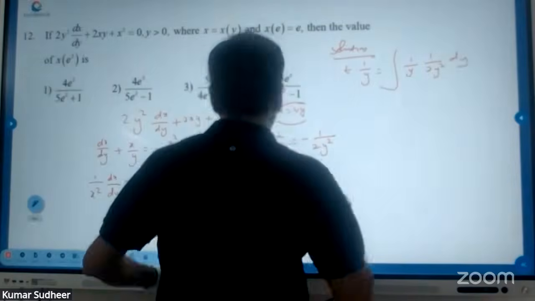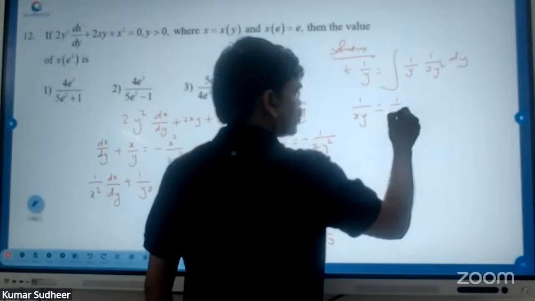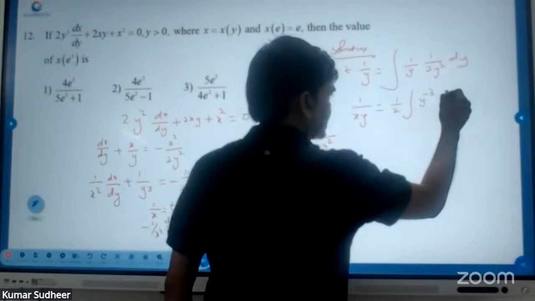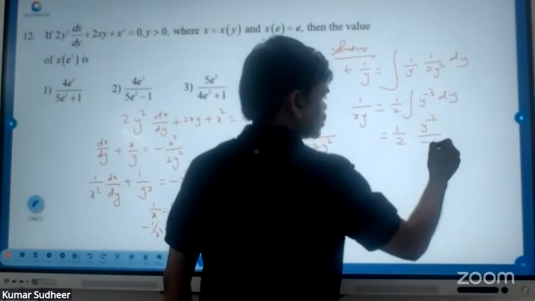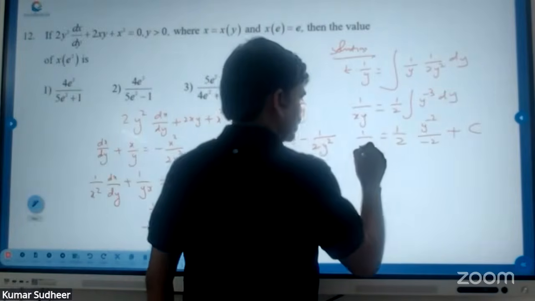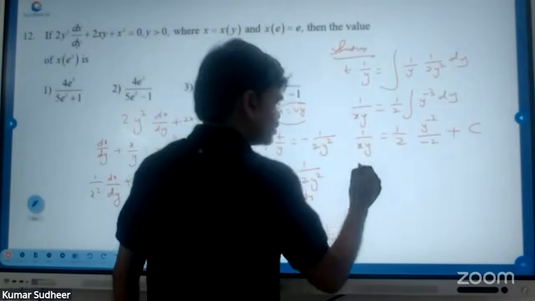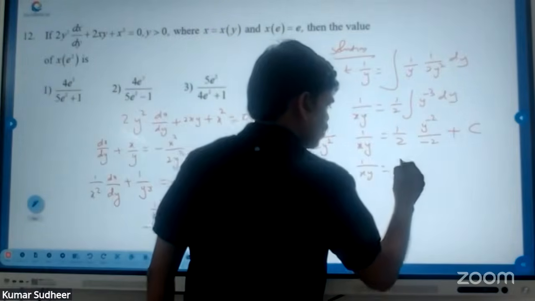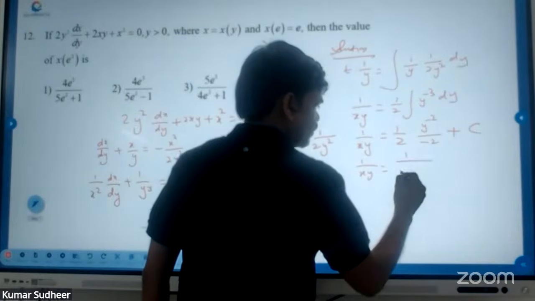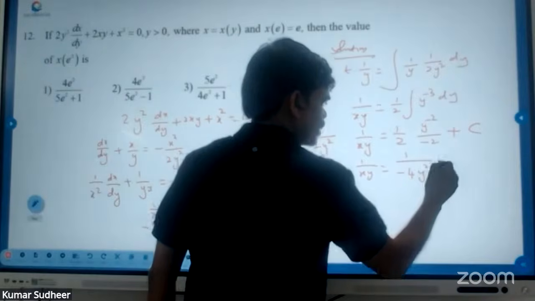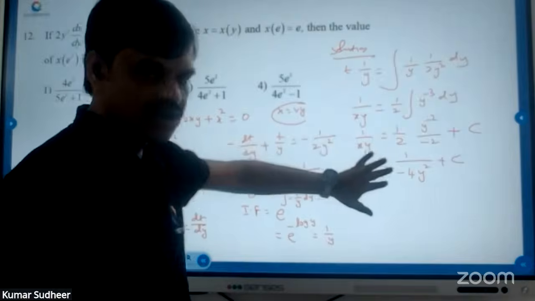So t value already we know, what is 1 by x. So it is 1 by xy, that is equal to 1 by 2 into integral of y power minus 3 dy. That is 1 by 2 into integration of this, minus 1 by 2 plus c. Okay, very simple. Now this is 1 by xy is equal to y power minus 2, that I will write as 1 by minus 4y squared plus c.